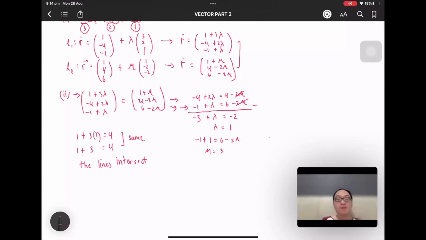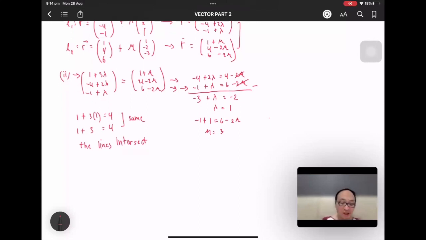And what is the point of intersection? We can just substitute the value of lambda or mu into one of them. I will use lambda. So the point of intersection is 1 plus 3 times 1, negative 4 plus 2 times 1, and negative 1 plus 1. So it equals (4, minus 2, 0). So this is the intersection point.